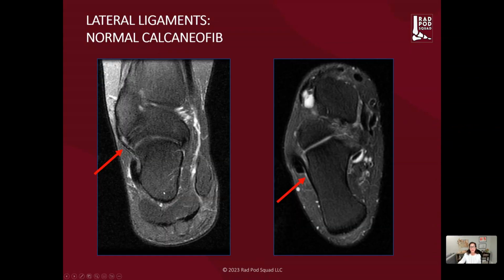Moving down the line at lateral ligaments, we can appreciate the normal calcaneofibular ligament seen here from the tip of the lateral malleolus, diving deep to the region of the peroneal tendons. That's your calcaneofibular ligament. Seen in axial imaging, we can see the deep fiber of the calcaneofibular ligament deep to our peroneus longus and brevis at the lateral aspect of the calcaneus.